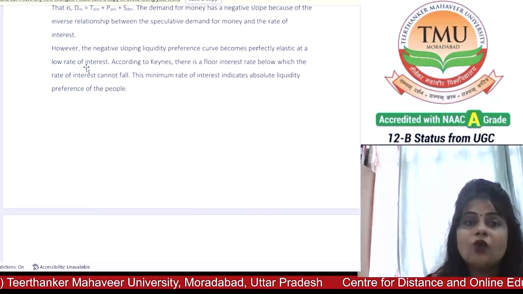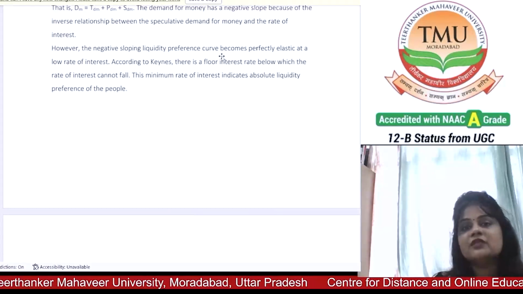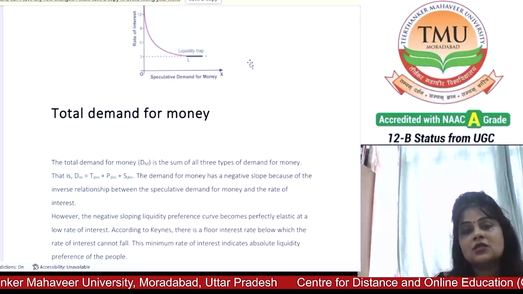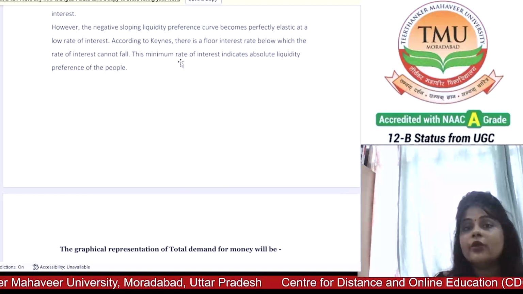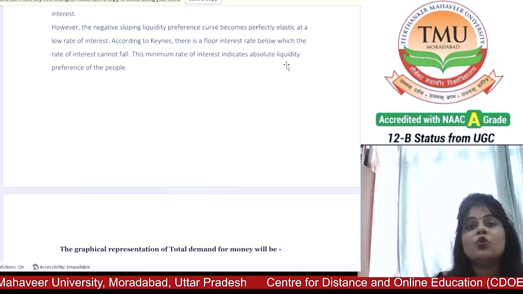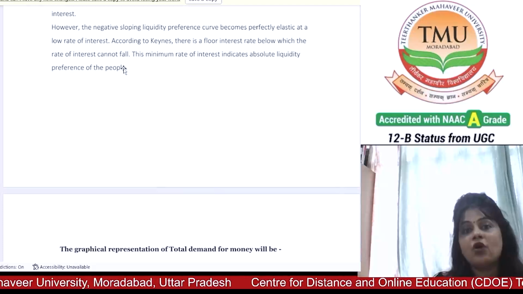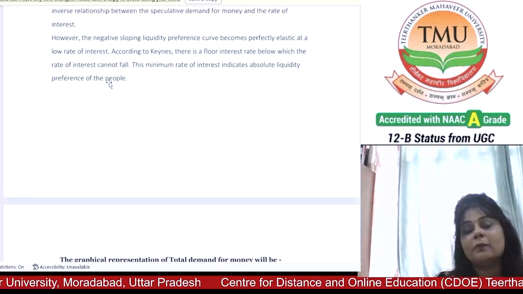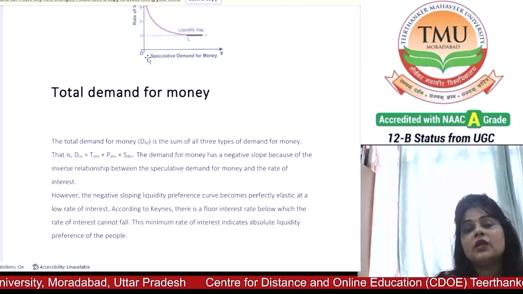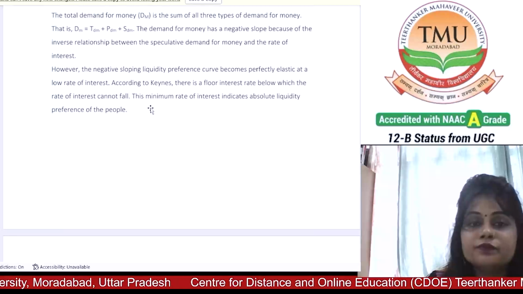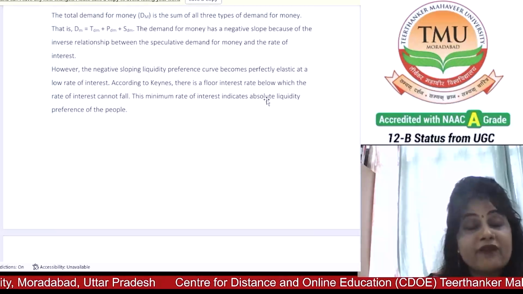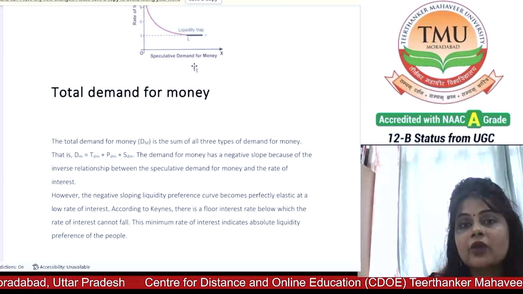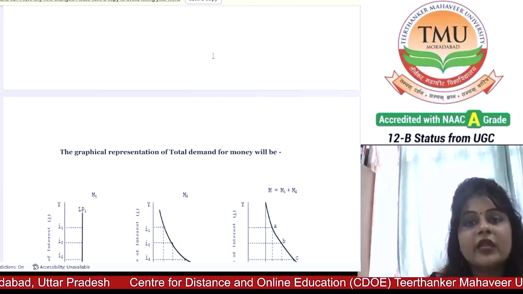However, the negative sloping liquidity preference curve becomes perfectly elastic at a low rate of interest. Here it is elastic because, according to Keynes, there is a floor. The rate of interest cannot fall below this minimum rate, which indicates the absolute liquidity preference of the people. The speculative demand for money here becomes perfectly elastic.